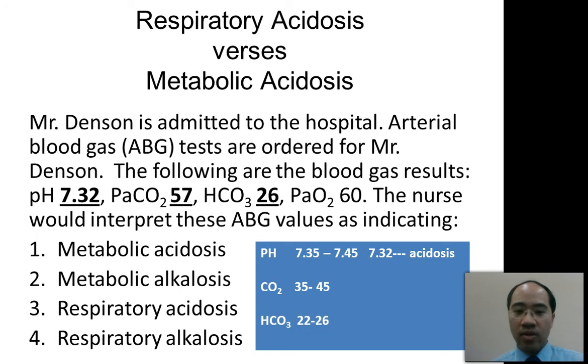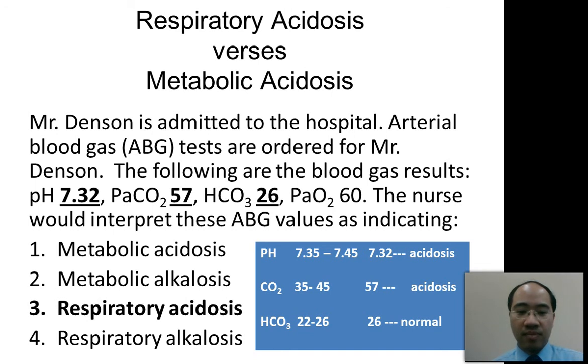How do we determine whether it is respiratory acidosis or metabolic acidosis? We can look at CO2 values. The CO2 value is 57. 57 is greater than 45. Therefore, this causes acidosis. The bicarbonate level of 26 is within the normal range. The answer is 3, respiratory acidosis, because the pH gave us the answer of acidosis and the carbon dioxide value was too high. Therefore, it is respiratory acidosis.